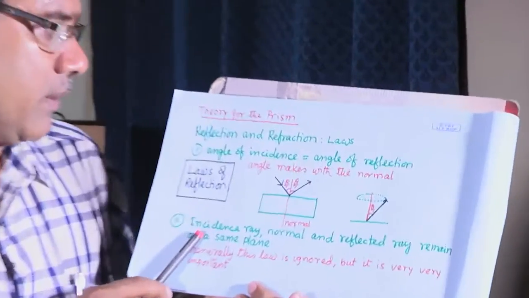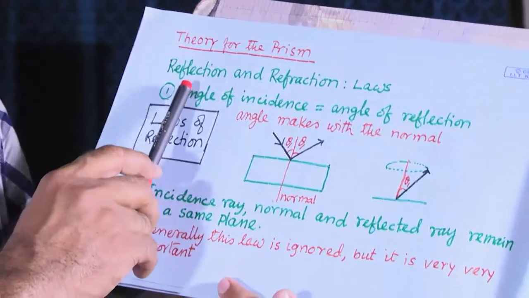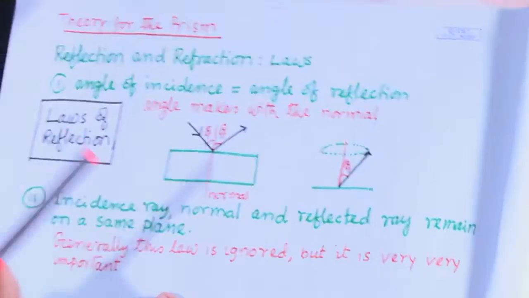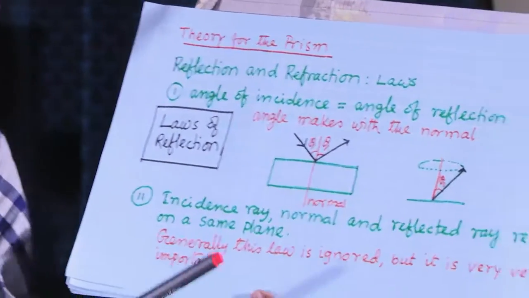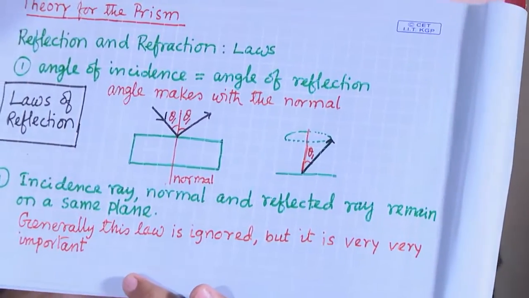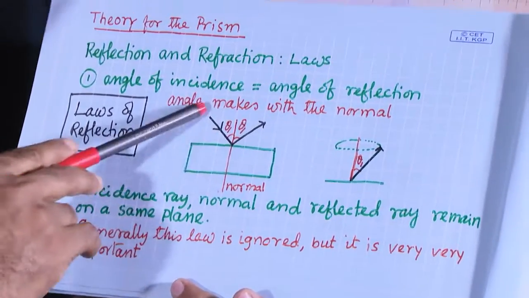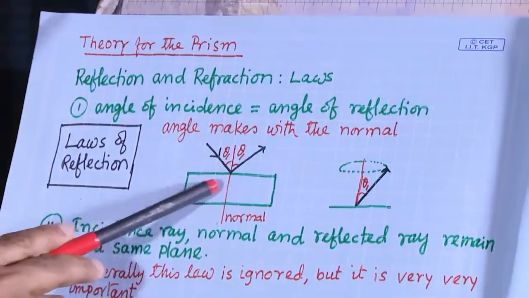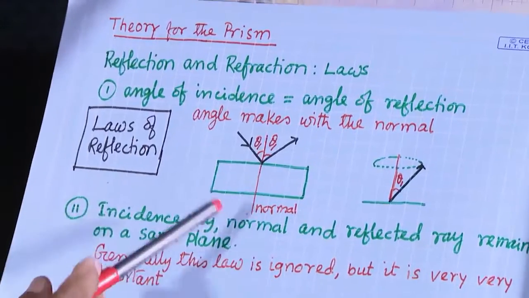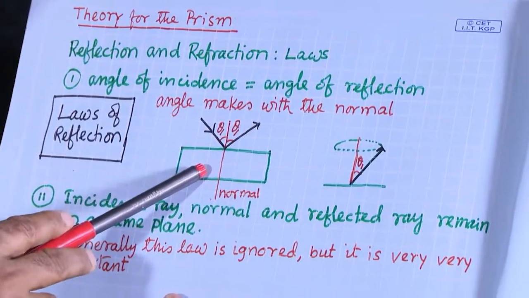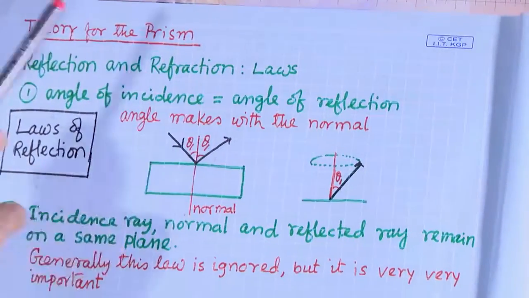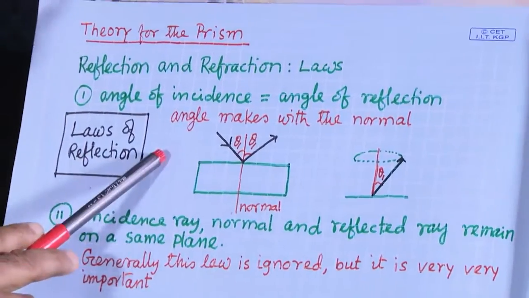Reflection and refraction, laws of reflection, laws of refraction are well known to all of us, right? But I will just repeat those laws. So this is the reflection from a medium. It can be a prism also. So here all of us know that angle of incidence is equal to angle of reflection. This is the first law.